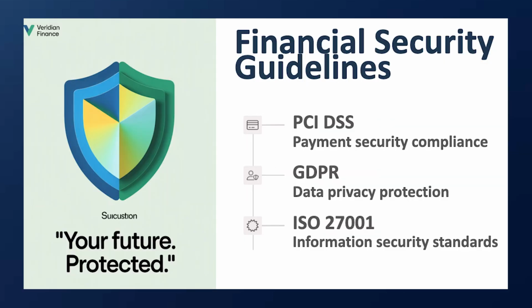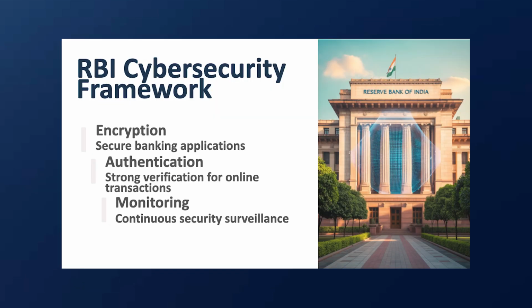Now, financial security guidelines. First one is PCI DSS, that is payment security compliance. GDPR is data privacy protection, and ISO 27001 is information security standards. So these are the financial security guidelines. RBI cybersecurity framework. It includes encryption, secure banking applications, authentication, strong verification for online transactions, and monitoring. Continuous monitoring for security surveillance is there.